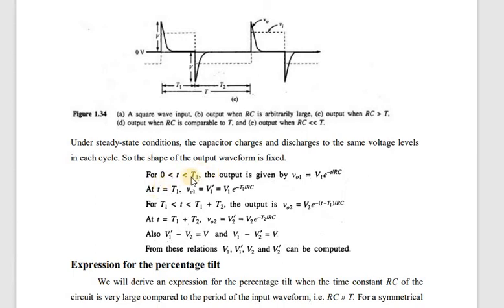Now for 0 < t < t1, the output is given as V0₁ = V1 e^(-t/RC). At the condition t = t1, V0₁ = V1', which equals V1 e^(-t/RC). Now what is the condition I am taking? For t1 < t < t1 + t2.